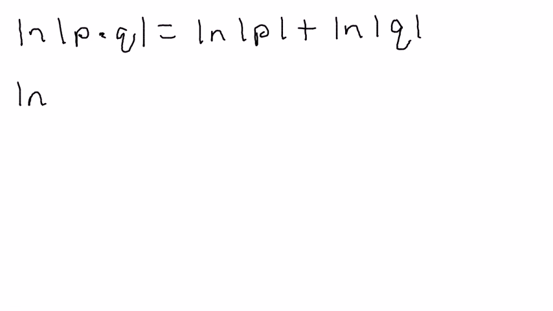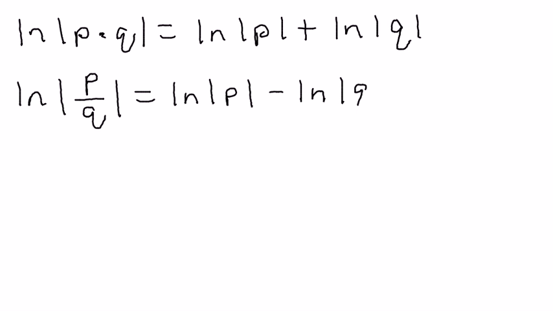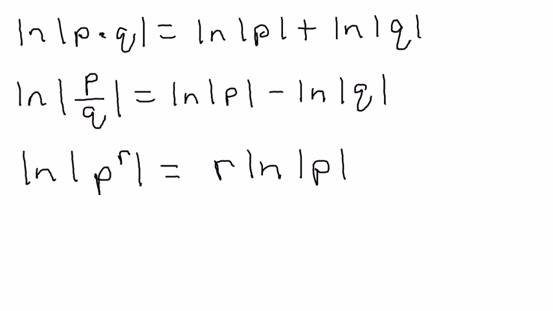If you have the ln of the absolute value of p divided by q, you can rewrite that as the ln of p minus the ln of q. And then remember that if you have the ln of the absolute value of p raised to the r power, we can pull that r out front. So it's r times the ln of the absolute value of p.